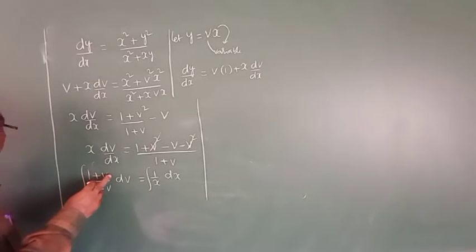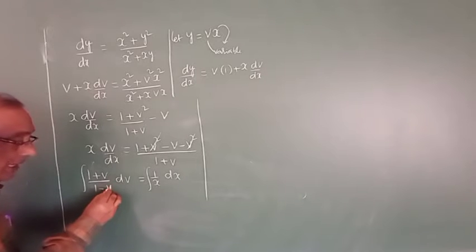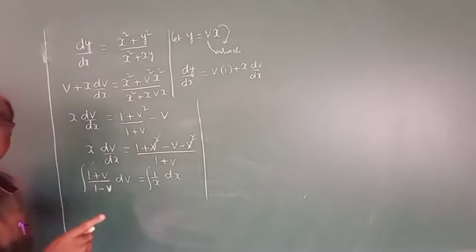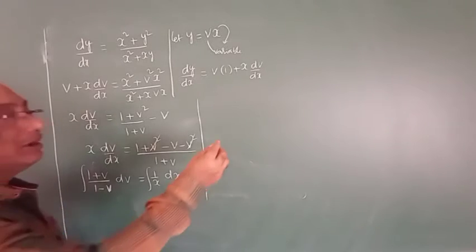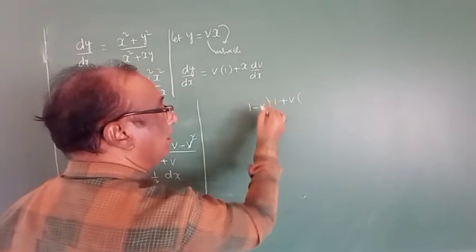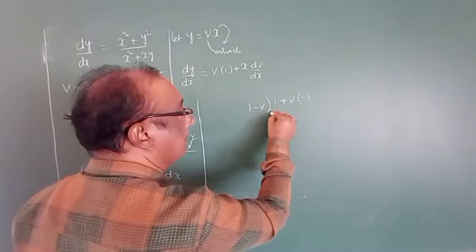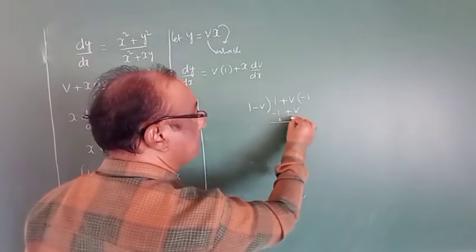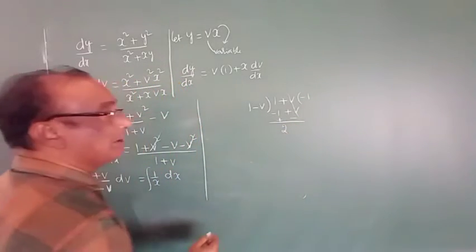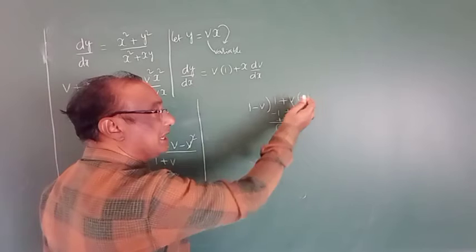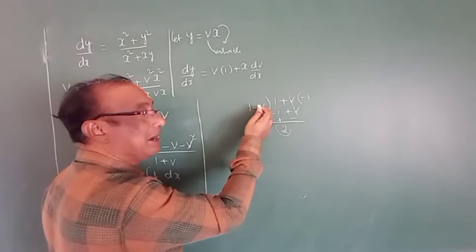Now the degree of the numerator and the degree of the denominator are both the same. Therefore we use the division method in the indefinite integration. So we can divide 1 plus v by 1 minus v. How many times? Minus 1 times. Minus 1 times minus v is plus v. By subtraction, plus 1 minus (minus 1) gives 2. Therefore we can write quotient plus remainder by divisor.